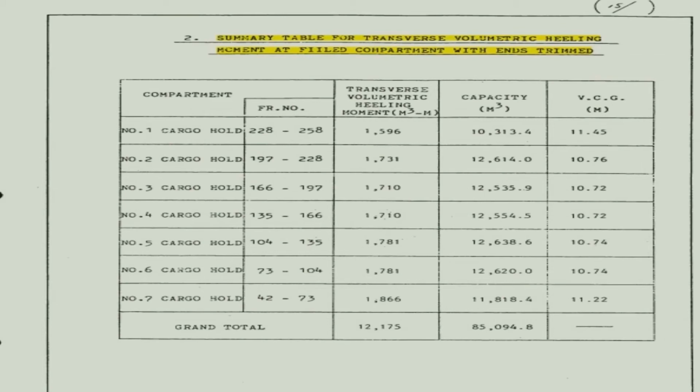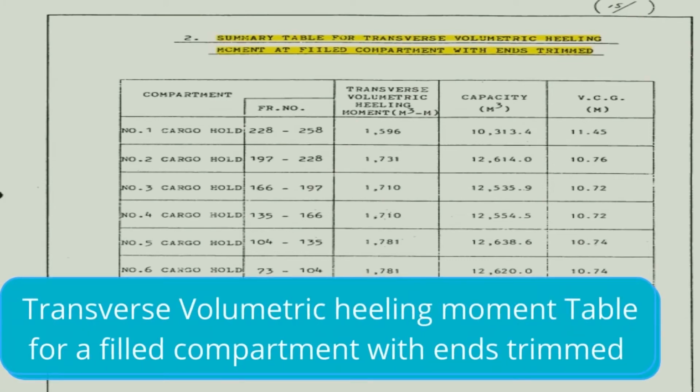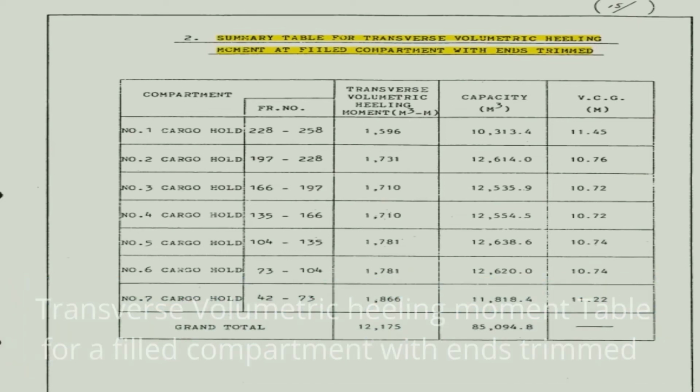Now, this table is a very important table. We must check it carefully. This is called the summary table for transverse volumetric heeling moment at filled compartment with its strength. If we check here, we'll find 7 cargo holds. Each cargo hold has its transverse heeling moment on that condition.